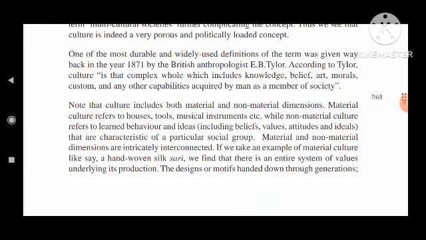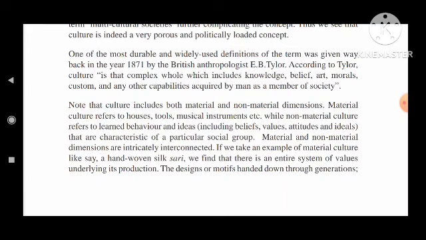One of the most durable and widely used definitions of the term was given way back in the year 1871 by the British anthropologist E.B. Tylor. According to Tylor, culture is the complex whole which includes knowledge, belief, art, morals, custom and any other capabilities acquired by man as a member of society.